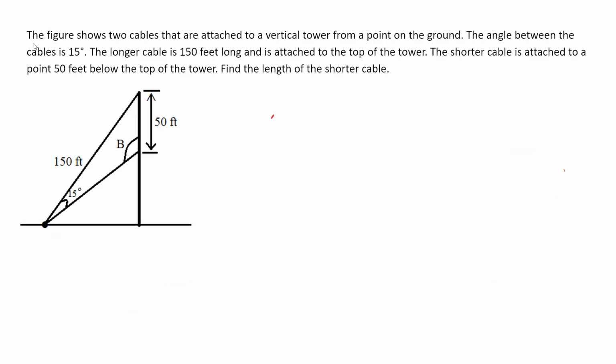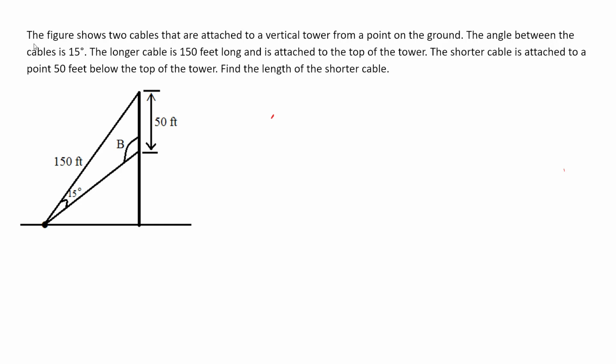Okay, the figure shows two cables that are attached to a vertical tower from a point on the ground. The angle between the cables is 15 degrees. The longer cable is 150 feet long and is attached to the top of the tower. The shorter cable is attached to a point 50 feet below the top of the tower. Find the length of the shorter cable.